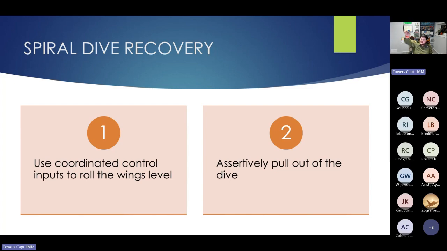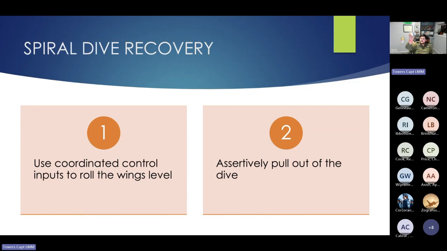So the question is, what does it mean by assertively? It doesn't mean use coordinated control to roll the wings level. Okay, great, my wings are level. What's the next thing I do? I'm still dive bombing towards the ground, right? I should probably pull out of the dive.